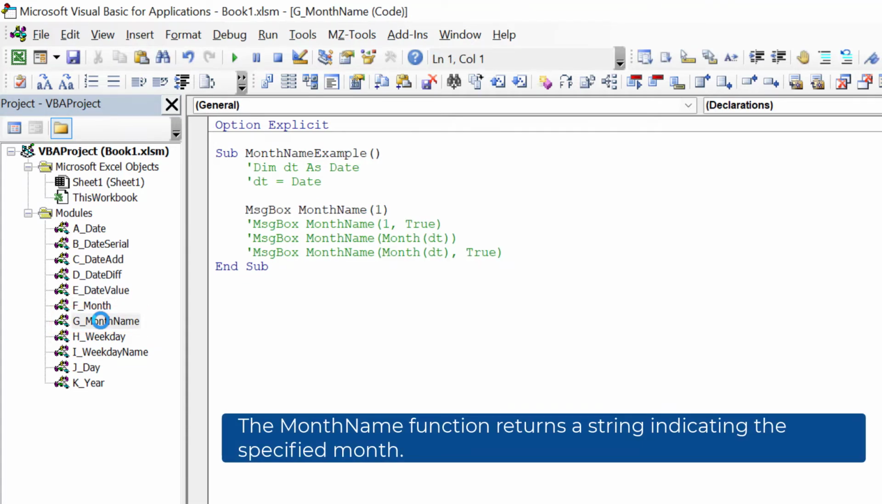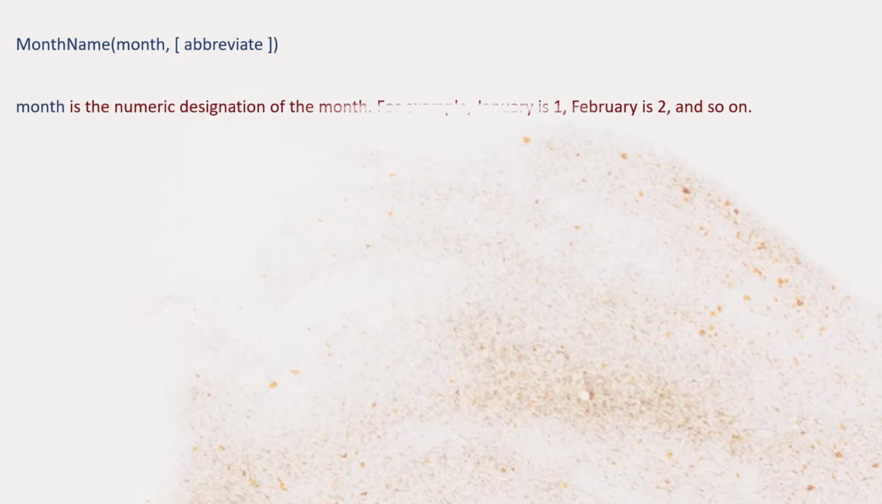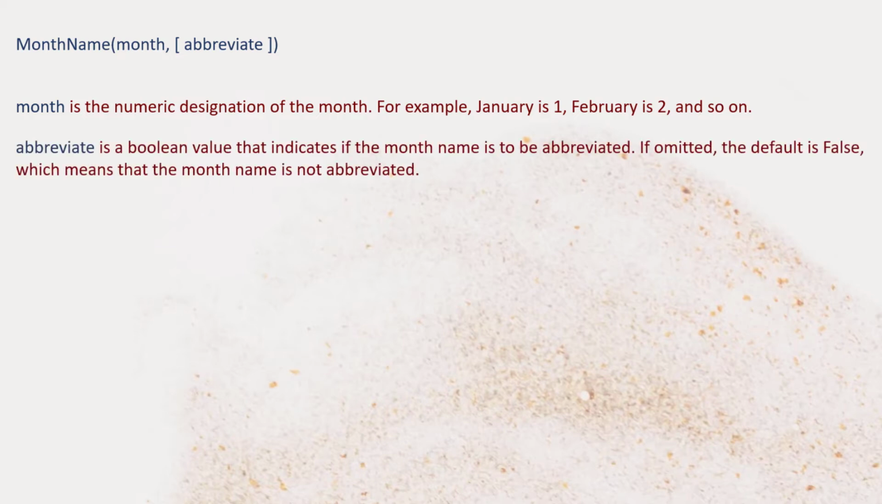The MonthName function returns a string indicating the specified month. The syntax is MonthName, month, comma, abbreviate. The MonthName function syntax has these parts. Month, which is required, is the numeric designation of the month. For example, January is 1, February is 2, and so on. Abbreviate, which is optional, is a boolean value that indicates if the month name is to be abbreviated. If omitted, the default value is false, which means that the month name is not abbreviated.